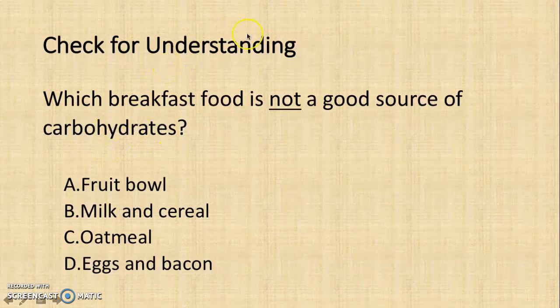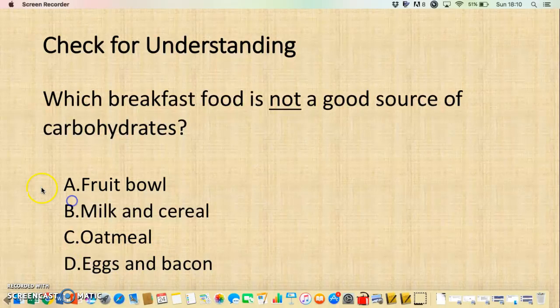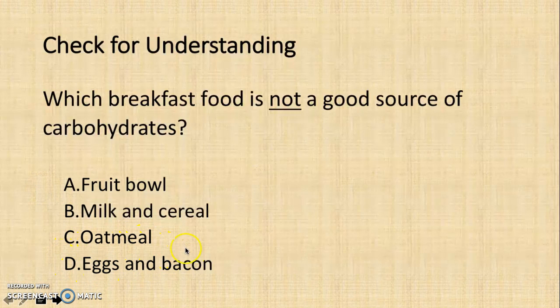So if we're looking at these foods, we're trying to find the one that is not rich in carbohydrates. So if we look, fruit is rich in carbohydrates, so that's not the best answer. Milk and cereal is also carbohydrate rich, so milk has a carbohydrate in it, and so does cereal. Cereal is really, really high in carbohydrates, and oatmeal is also extremely high in carbohydrates. It's a grain. If we look at the bottom, G, eggs and bacon. Eggs and bacon do not contain a lot of carbohydrates, so eggs and bacon are really rich in proteins and lipids, but not carbohydrates. So D is our best answer.